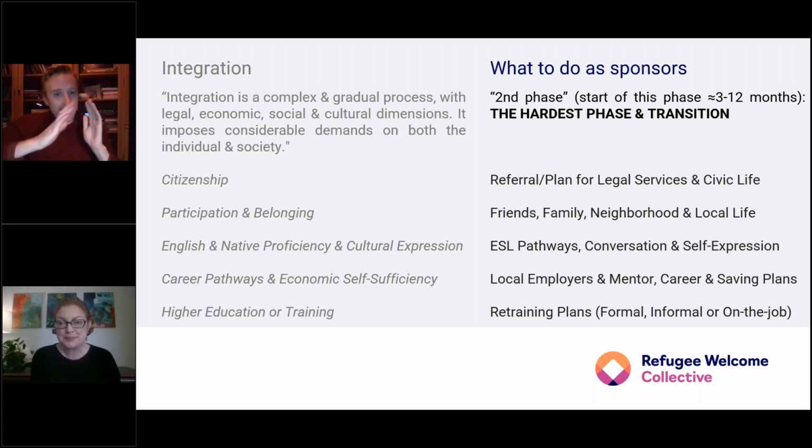That first phase where everybody has the same needs and you get everyone set up is pretty straightforward as a process, even if it still has its struggles. But making sure that refugees and immigrants start that second phase, that they get on those pathways and start getting into those longer term processes, that's really the main challenge.